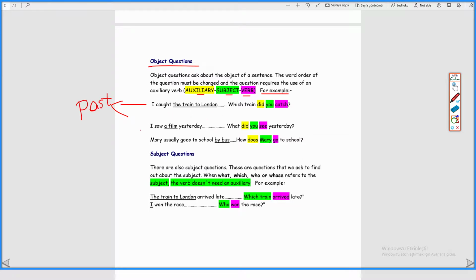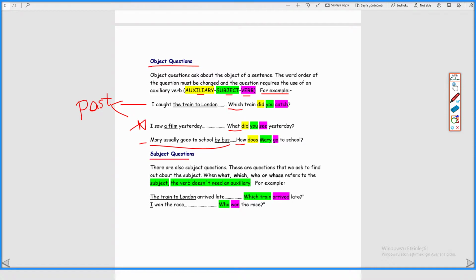And we have more examples. I saw a film yesterday. What did you see yesterday? I saw a film yesterday. As you see, WH questions are always in the beginning. Okay. What did you see yesterday? Which train did you catch? And how does Mary go to school? How does Mary go to school? Mary usually goes to school by bus. Okay, we have the WH question and we have the answer.